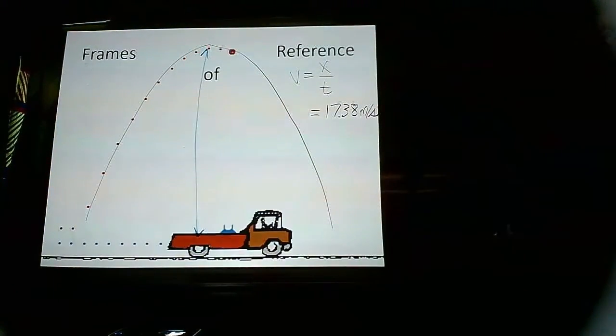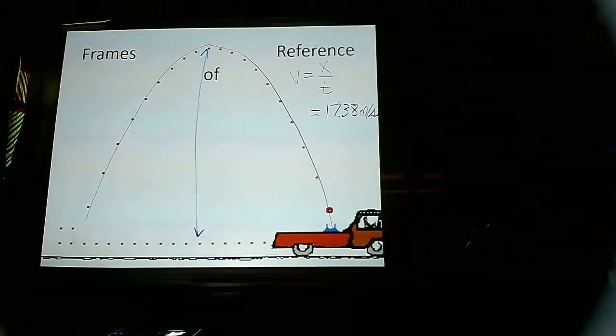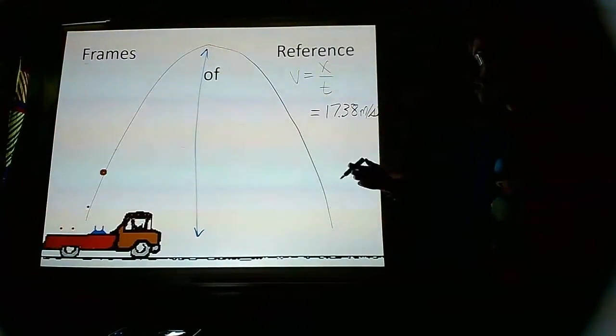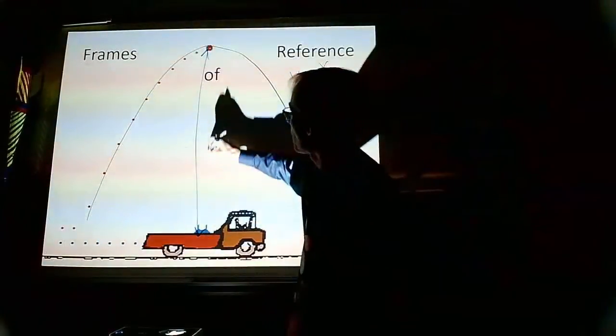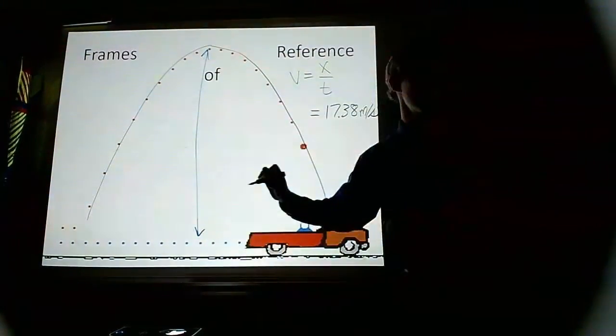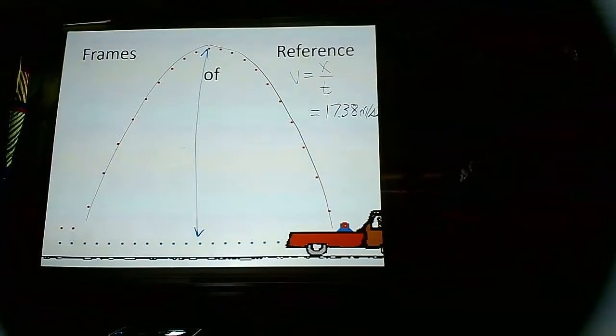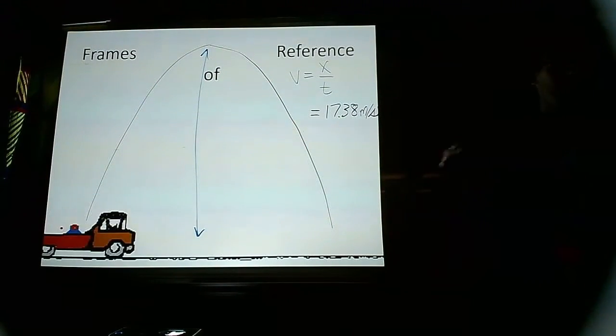Now, which of these two distances are greater? This black parabolic path or this path in blue where the ball would go up and come back down? I'm not trying to trick you.